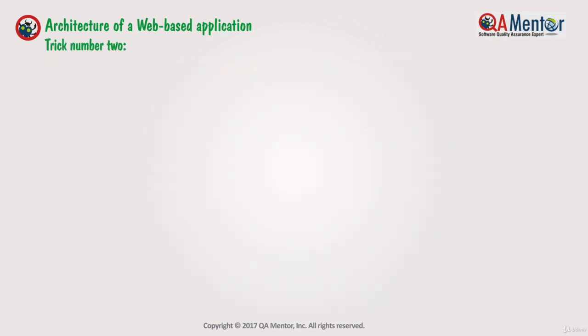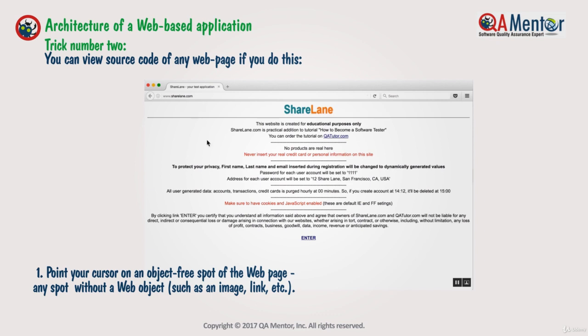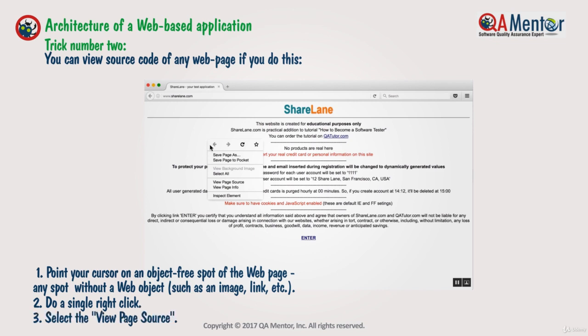Trick number 2. You can view source code of any web page if you do this. 1. Point your cursor on an object-free spot of the web page. An object-free spot is any spot on the web page without a web object, such as image, link, etc. 2. Do a single right-click. 3. Select View Page Source.